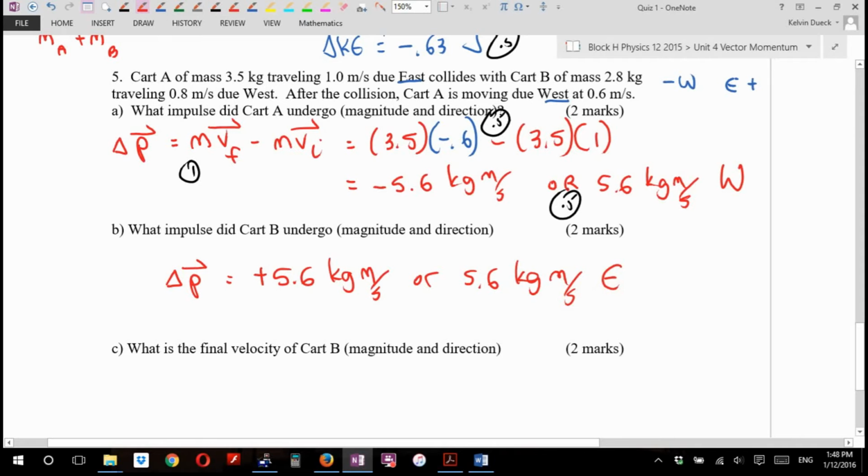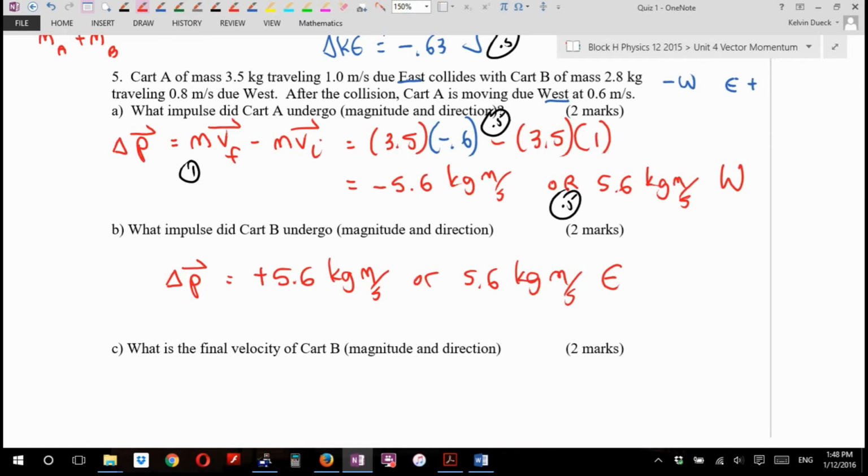Because momentum is conserved. If car A lost 5.6 kilogram meters per second in the west direction, that's because car B gained that much. Now we can crunch the numbers. Remember, I said find the impulse. I didn't say find the final velocity.